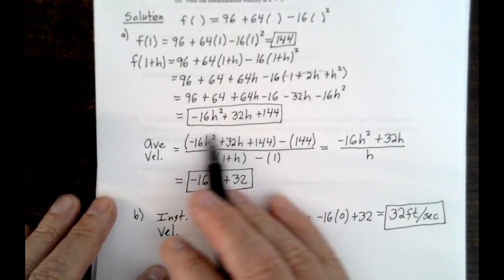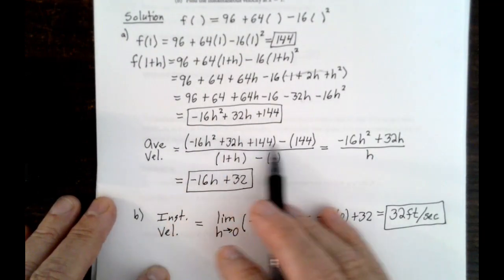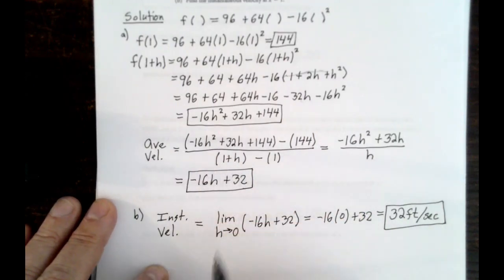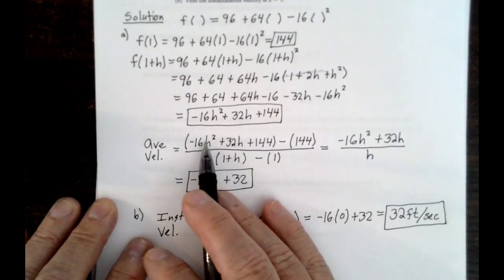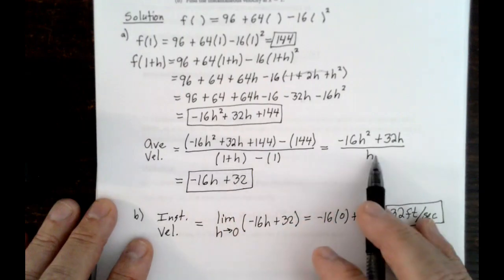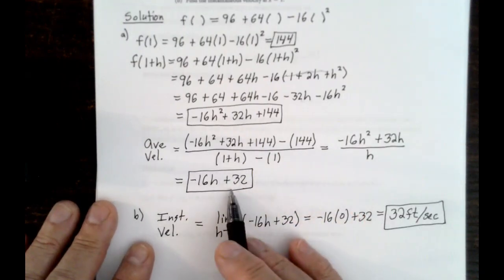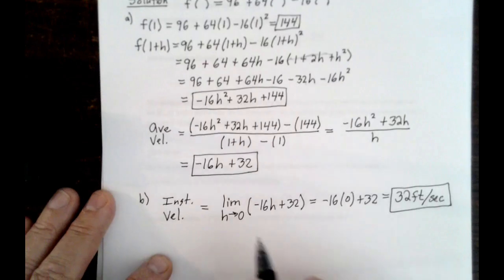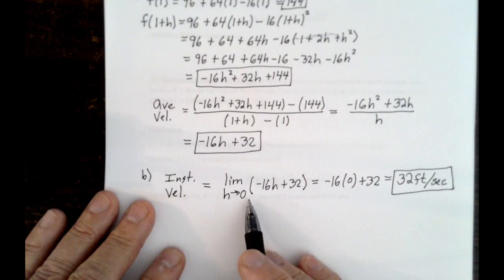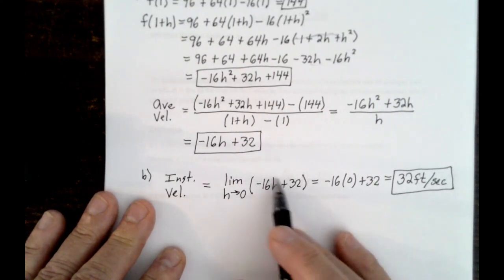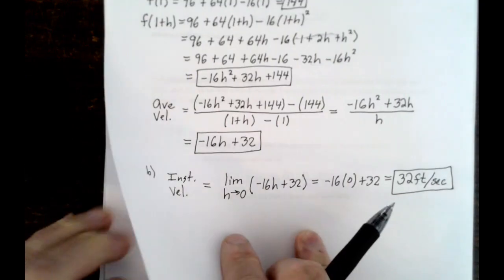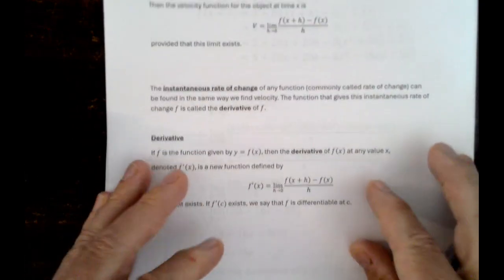So now here's your f of x plus h. Here's your f of x over x minus x plus h minus x, where x is 1. And so when you simplify this, your 144's cancel out, your 1's cancel out, you just get h. And when you divide h into each one, you get 16h and 32. And so that's your average velocity. Now if you were to take the limit as h goes to 0, that would mean this term goes away, and your answer is really 32 feet per second, which is actually the correct answer to the question.